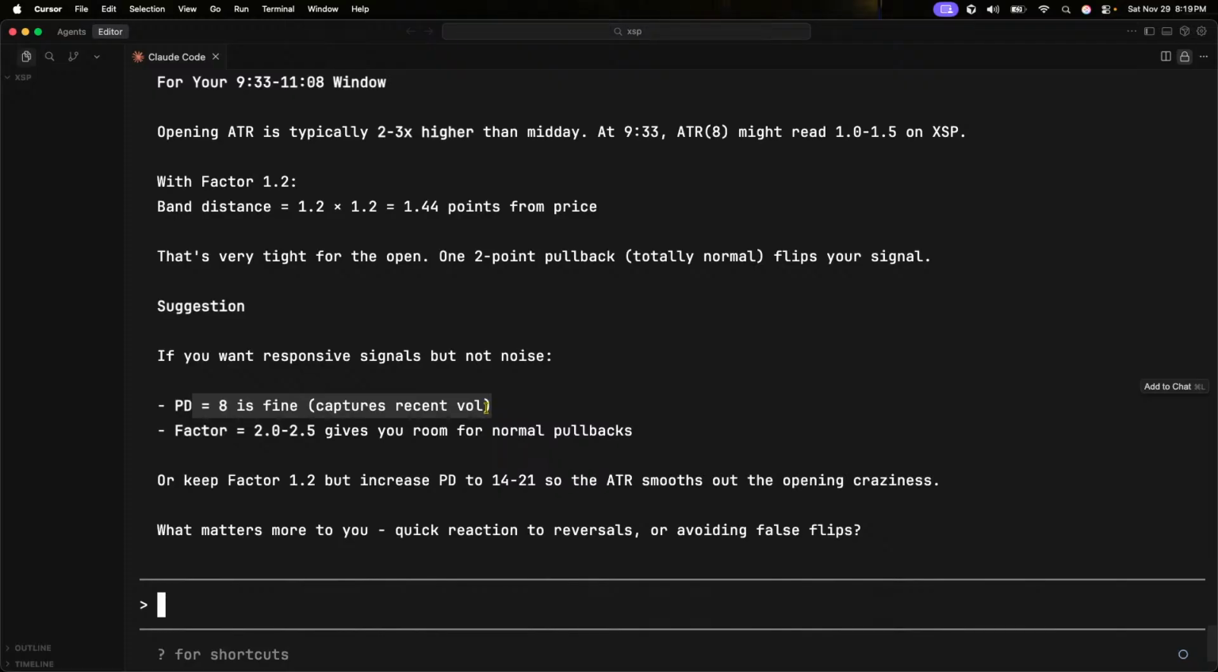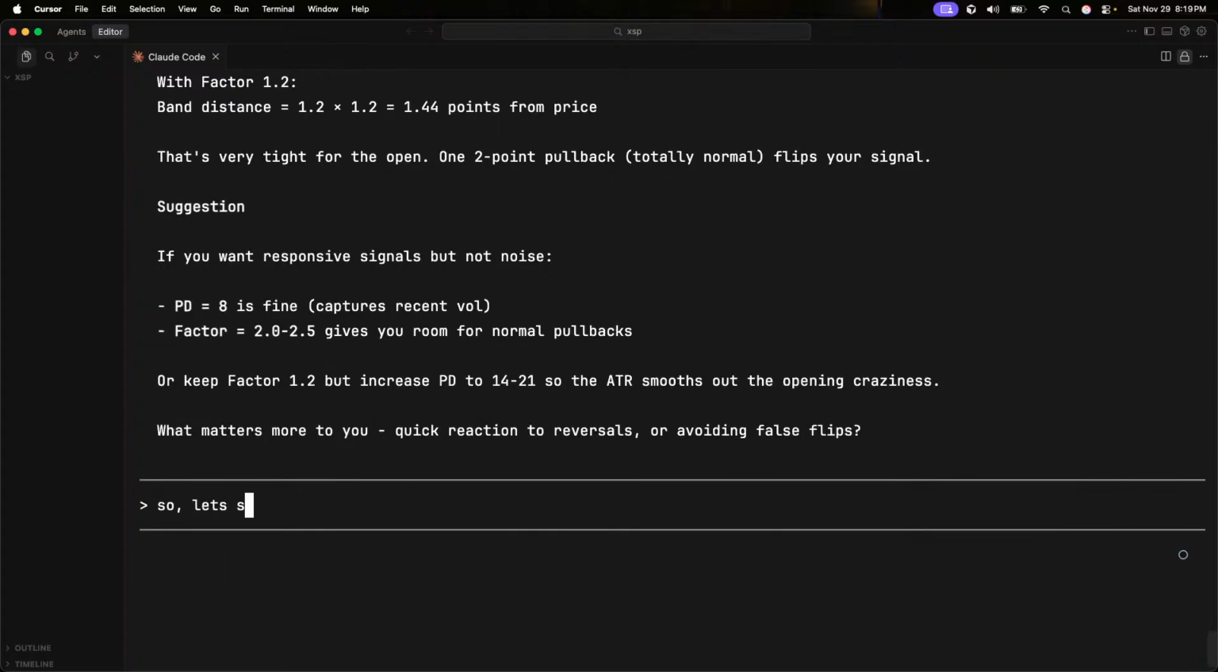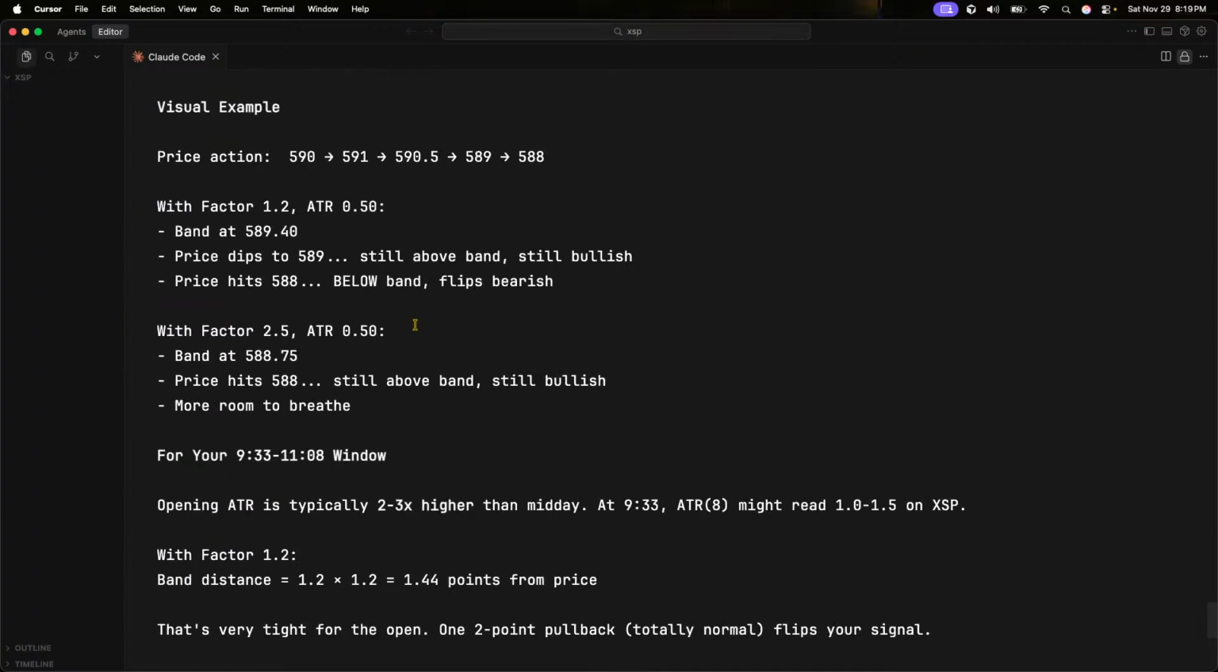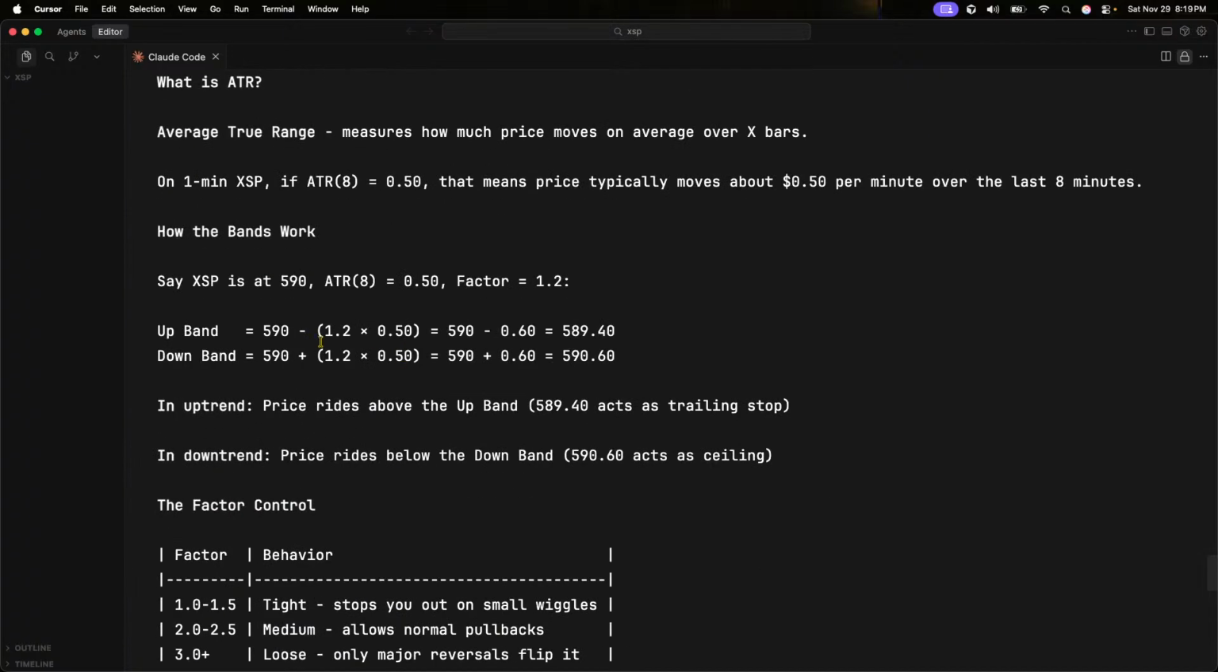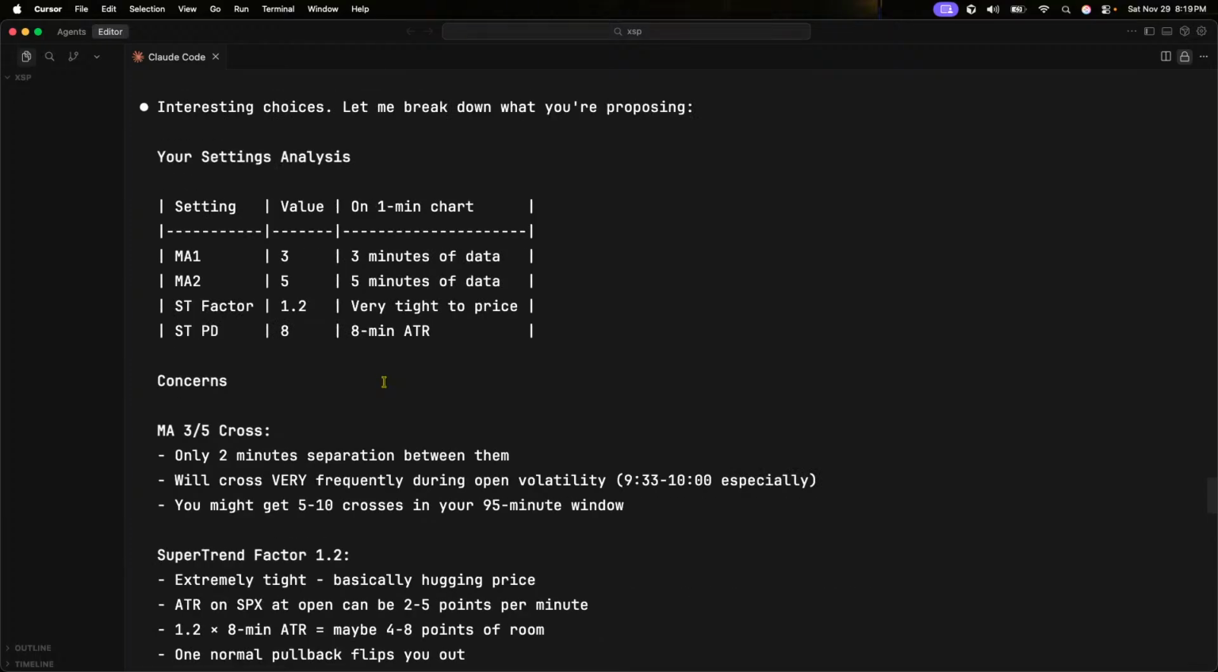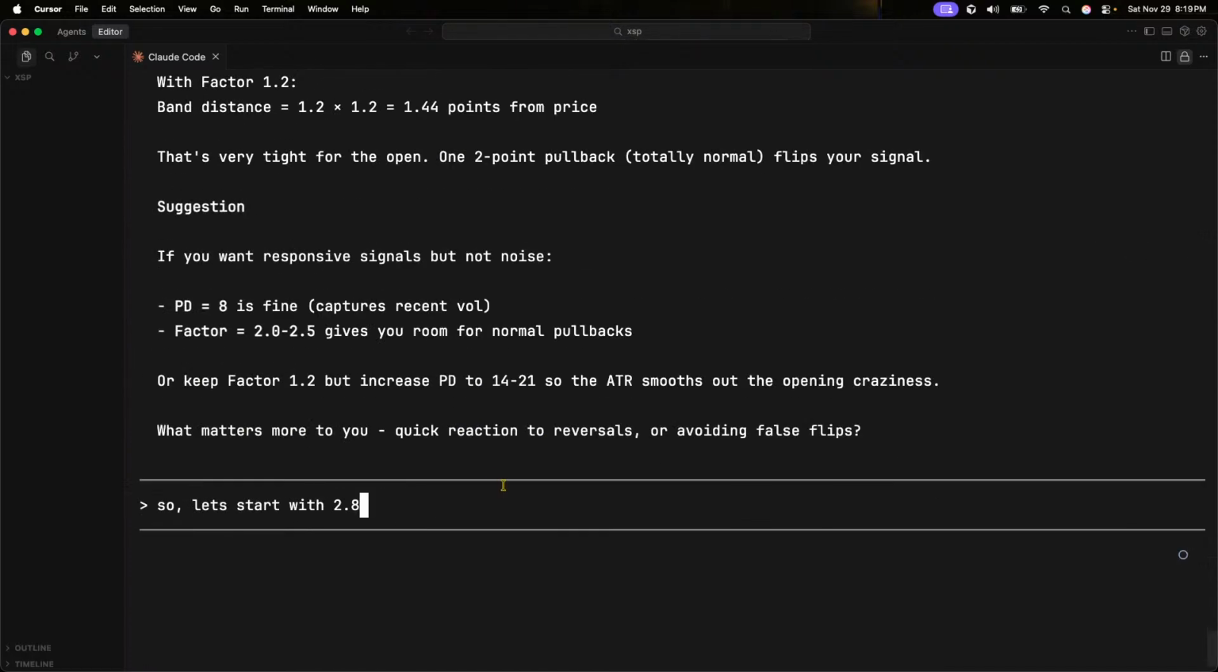All right. So let's start with 2.8. That's fine. And then 3, 12. I'm going to do 3, 3, and 8. And also MA1 equals 3 and MA2 equals 8.